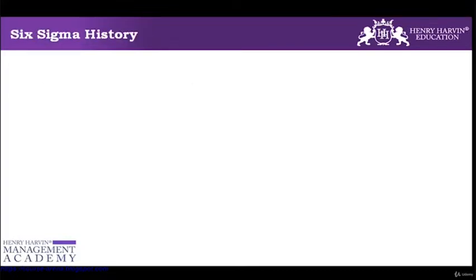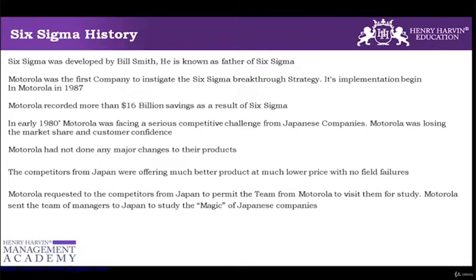So that was Sigma. Now we will talk about what is Six Sigma. This is a normal history about Six Sigma, which you all should know, because it's a very interesting story. I'm not sure whether you've heard it or not. You all know that Six Sigma was developed by Bill Smith, known as the father of Six Sigma, and the first company to start Six Sigma was Motorola. It started in 1987, and this is the first company which gave a methodology called Six Sigma.